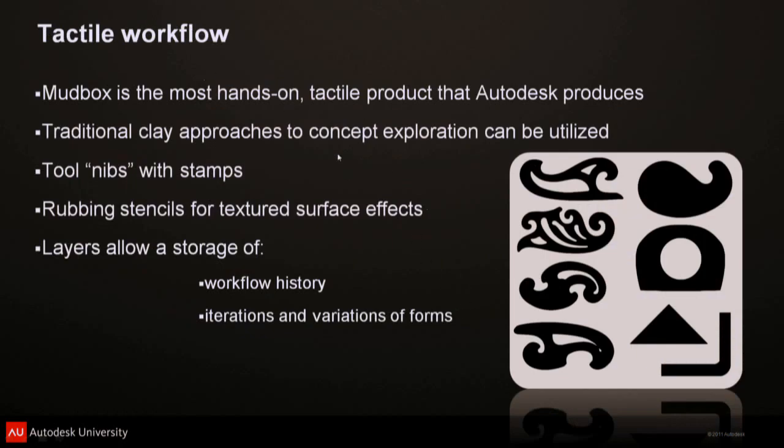So with Mudbox being hands-on and a tactile approach, you can see how I was using just a simple stencil there to be able to grab those curves and start to quickly work with them. And using some nibs, like stamps as tool nibs, to customize the edge of a sculpting tool. And then rubbing stencils, of course, for textured surface effects. And then using layers to store iterations or variations of form. Like in that car file there, there's a couple different variations of body styles stored in the same file.